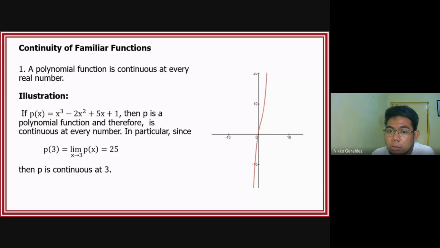Then we have continuity of familiar functions. So, first, a polynomial function is continuous at every real number. Continuous siya doon sa domain, no? Kasi wala kang magsisiro sa denominator, so walang discontinuity dito sa polynomial. So, continuous siya at every number.